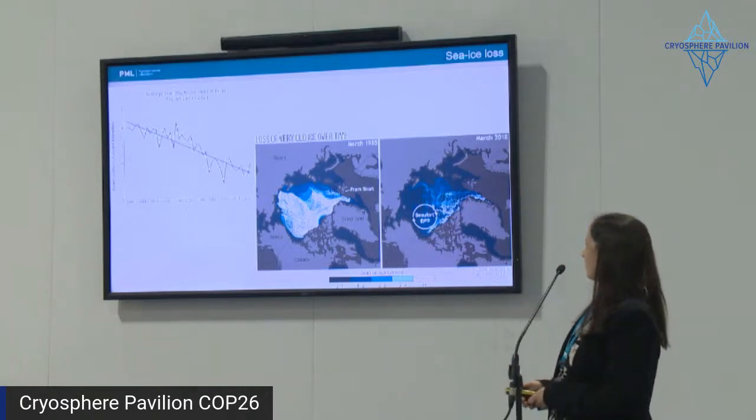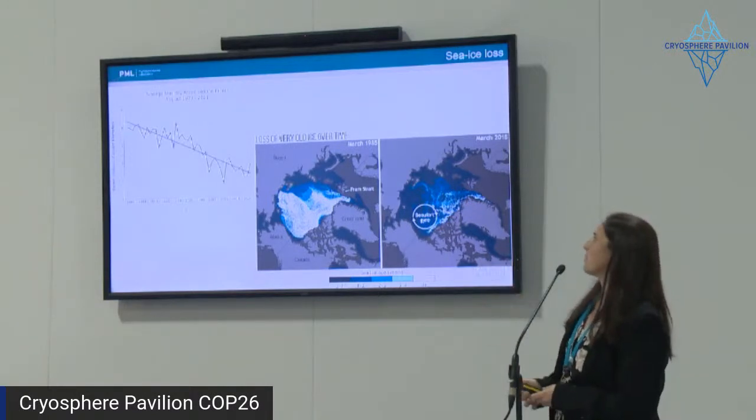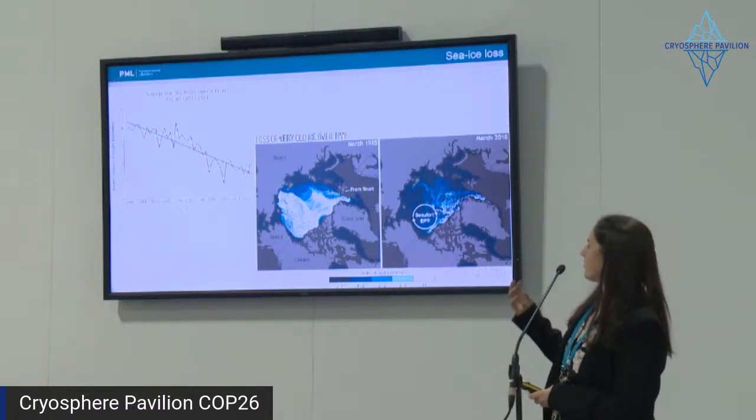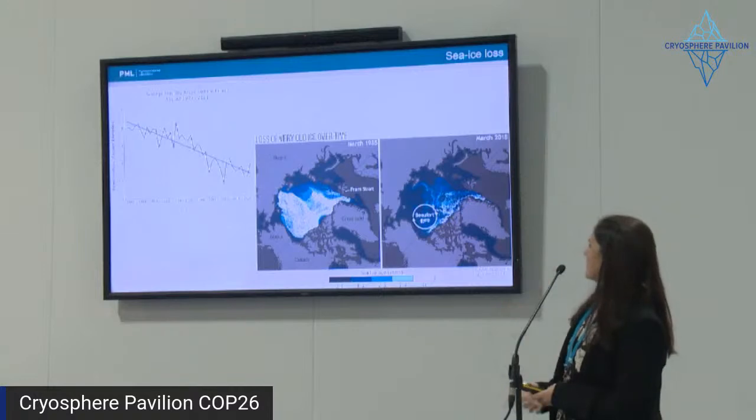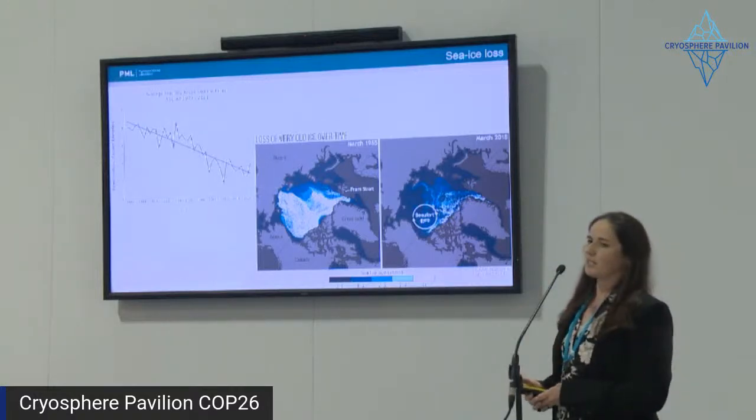And you can see just in these examples here from March 1985, the thick white color is sea ice that's 4 years old or older. Whereas in March 2018, you can see there's very little of that ice remaining.